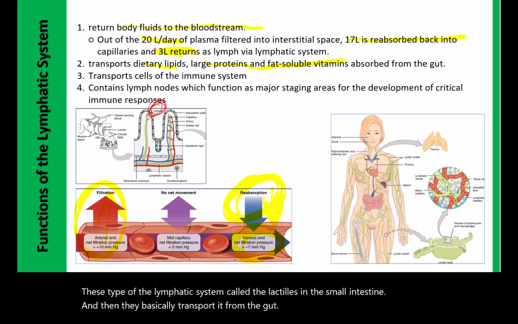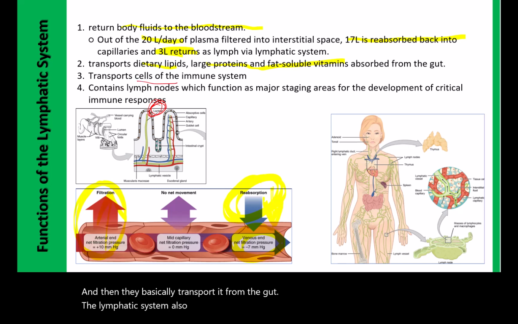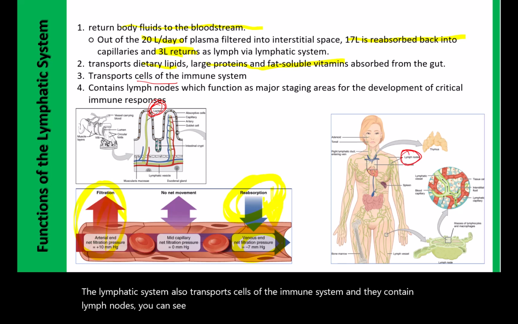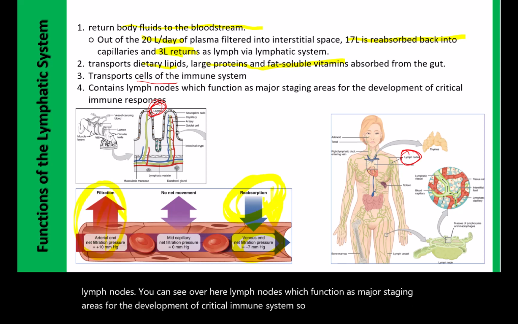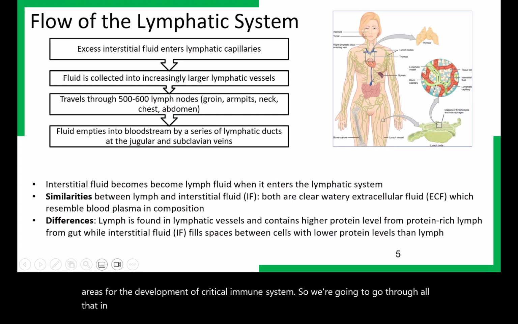The lymphatic system also transports cells of the immune system, and it contains lymph nodes. You can see over here lymph nodes, which function as major staging areas for the development of critical immune cells. We're going to go through all that in the next few slides.